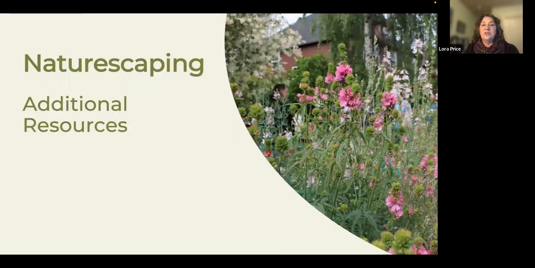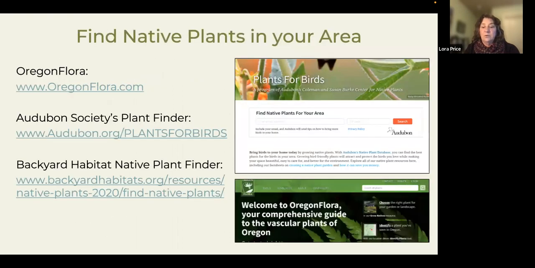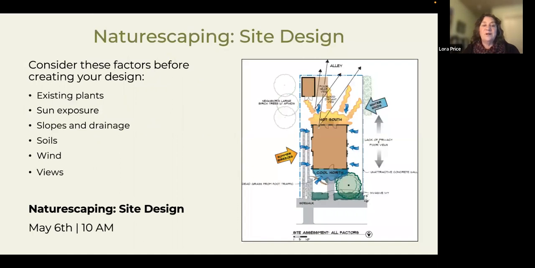And if you want additional resources for naturescaping, I think we missed something there. Yes, there it was, it jumped. We are going to be teaching another class on May 6th. This is to focus on site design, how you can go about assessing, planning, and designing a naturescaped garden for yourself. And this will be in person. This is not a Zoom course.